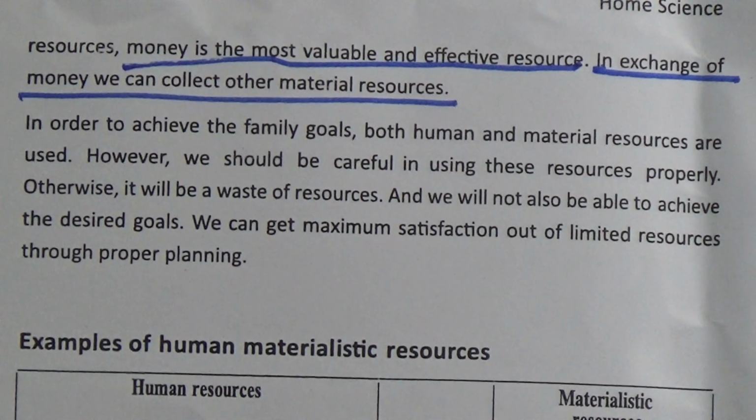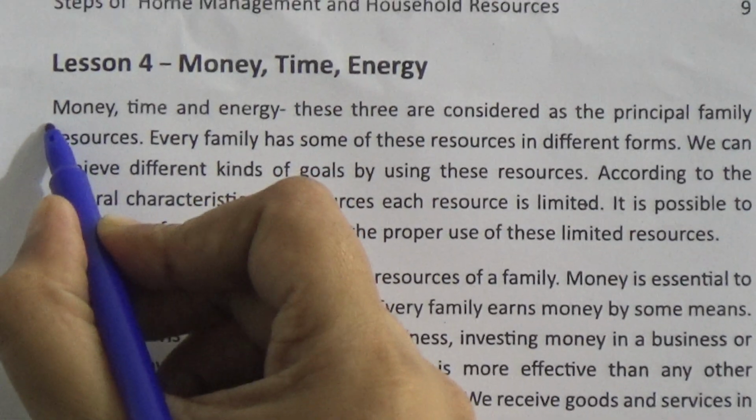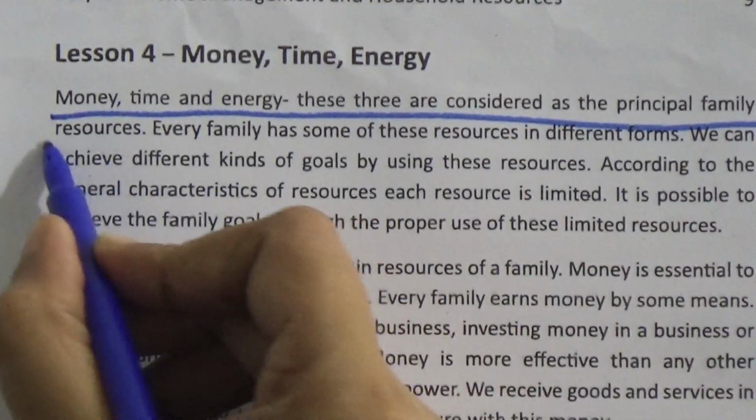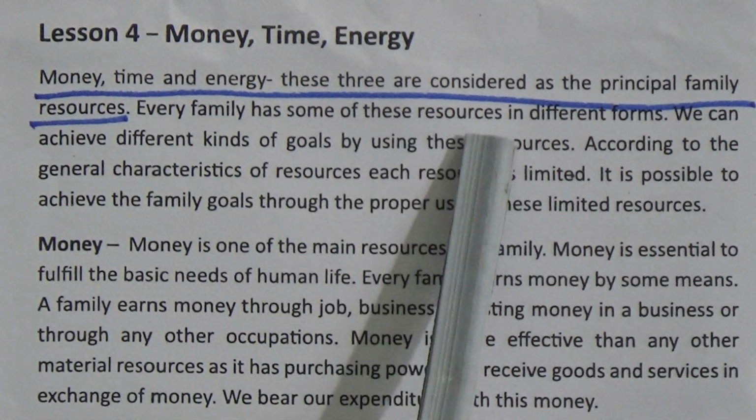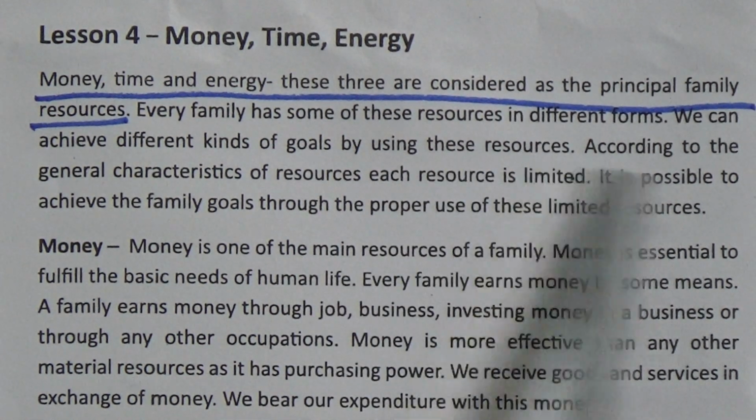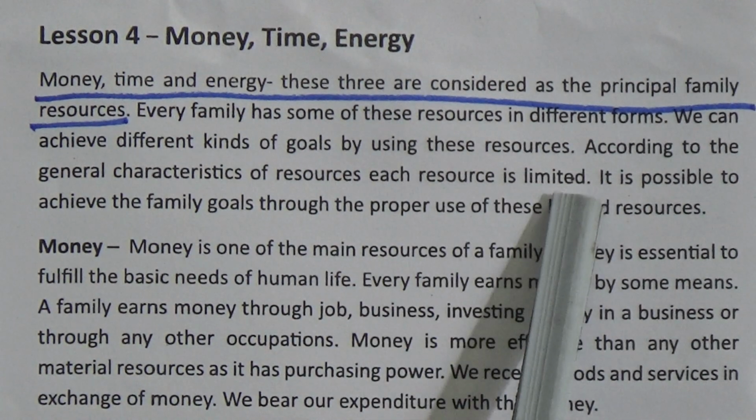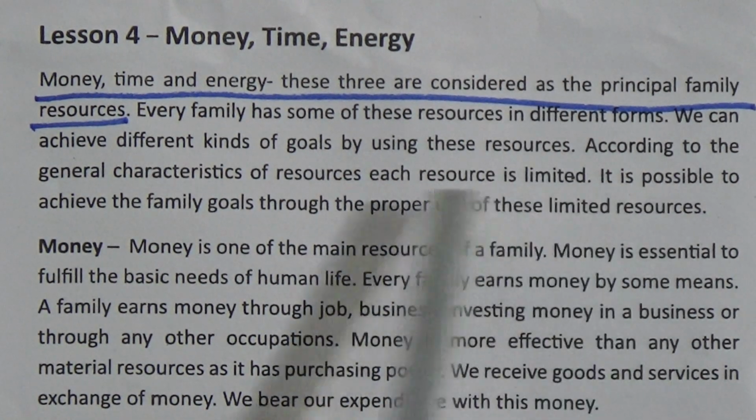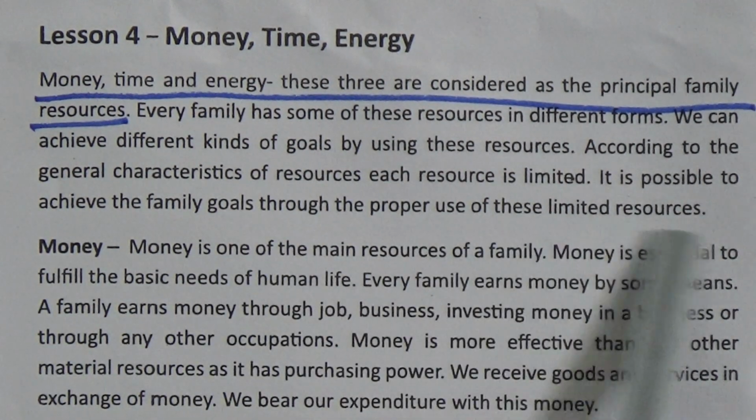Now lesson 4, money, time and energy. Money, time and energy, these are considered as the principal family resources. So which are considered as the principal family resources? Money, time and energy. Every family has some of these resources in different forms. We can achieve different kinds of goals by using these resources. According to the general characteristics of resources, each resource is limited. You know, every resource is limited. It is possible to achieve the family goals through the proper use of this limited resource.